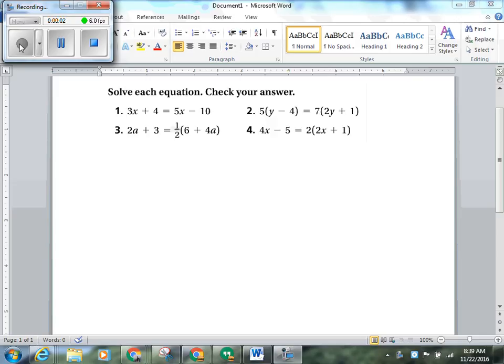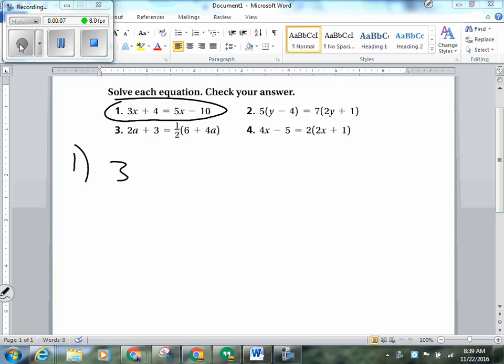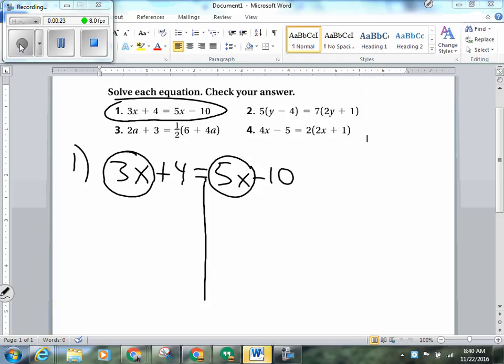All right, let's take a look at question number 1. We have 3x plus 4 equals 5x minus 10. Looking at these problems, I always want to find the number and the letter, circle it, draw my wall. Now I have a circle on both sides. So our rule is we want to take the smaller number and put it to the other side.